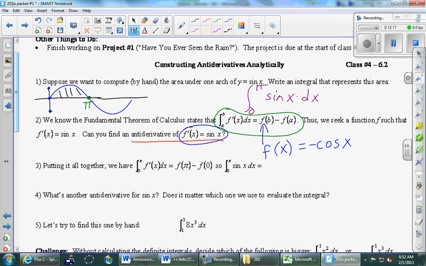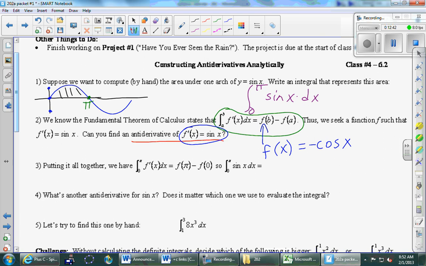Okay, so that means, oh, great question. So we will talk about this kind of funny plus c at the end. It turns out for definite integrals, where we've got numbers on the integral sign, any antiderivative is fine. So negative cosine x by itself is okay. You can put a plus 17 at the end. That's okay. We'll talk about that detail later.